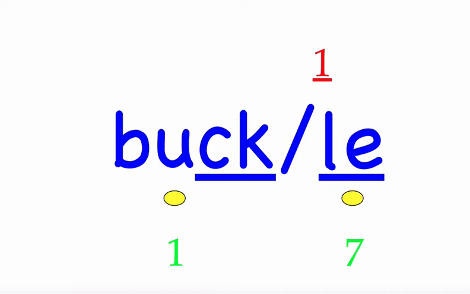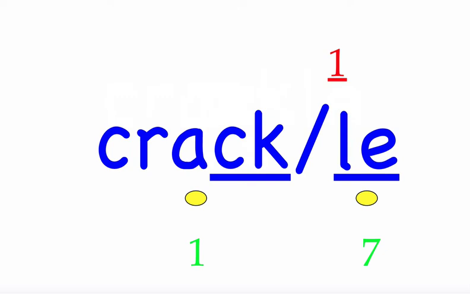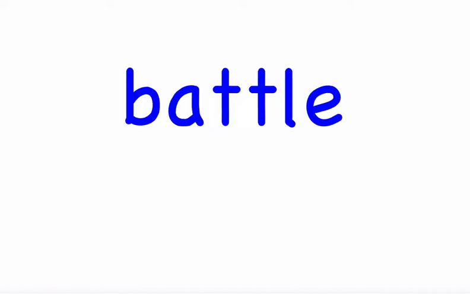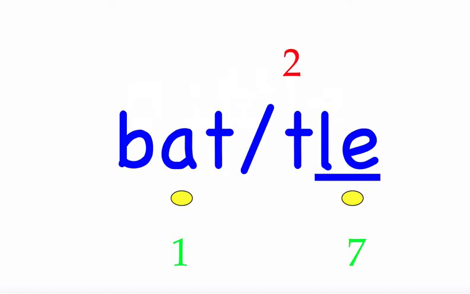Crackle, crackle. The fire did crackle. Crackle. Crack, four sounds. K, r, a, k. Ul, one sound. Crackle. Mark the word. Crackle. Again, an exception to syllable rule 1 is occurring here. Battle, battle. There was a battle that was fought here years ago. Battle. Bat, three sounds. B, a, t. Tul, two sounds. T, ul. Battle. Mark the word. Battle.